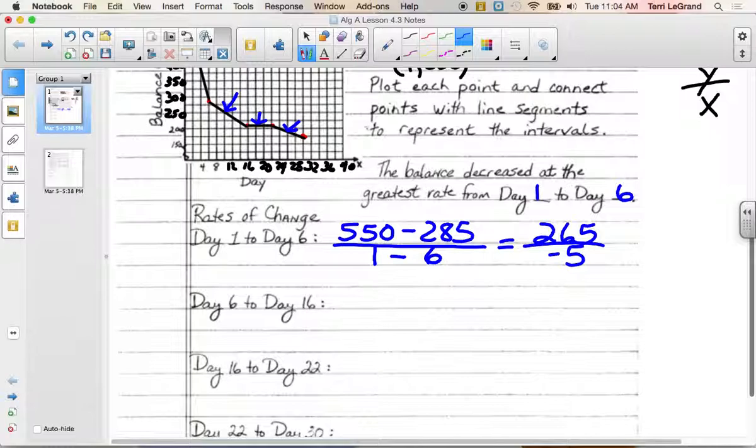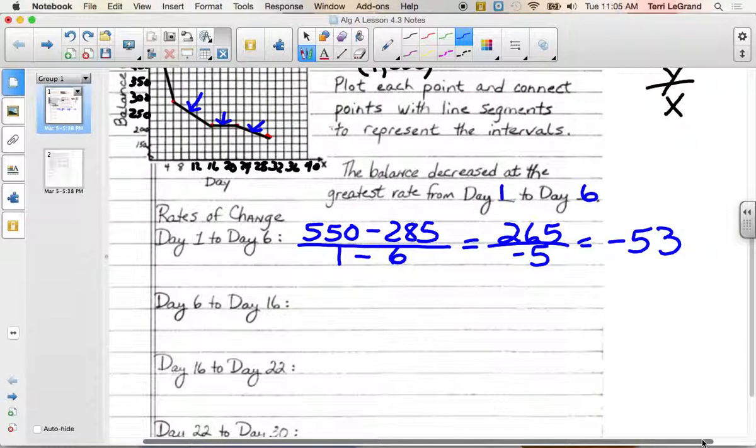Okay, let's divide that out. What's a positive divided by a negative, class? Negative. Negative. How many times does 5 go into 265? Stefan? -53. -53, okay, so we end up with -53.